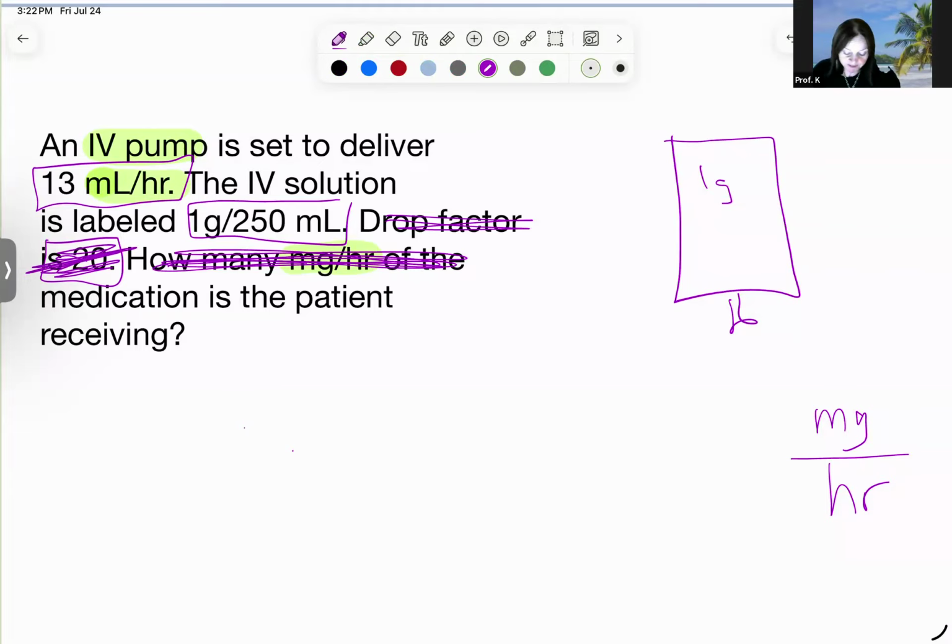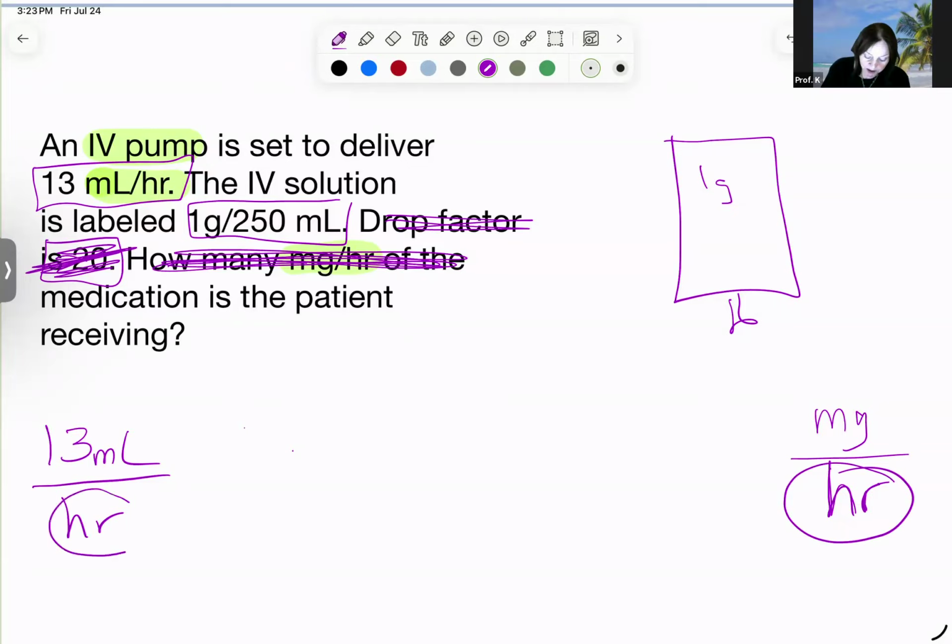So now look what I have left in my question. 13 milliliters an hour and the concentration of the med. So what do you think my given is? What do you think I should start with? 13 milliliters over an hour. Volume over time. And not only that, if I need hour in my denominator and I have something with hour in my question, I'm starting there. So I've used 13 milliliters an hour. I've used everything in my question except for one part, the concentration.